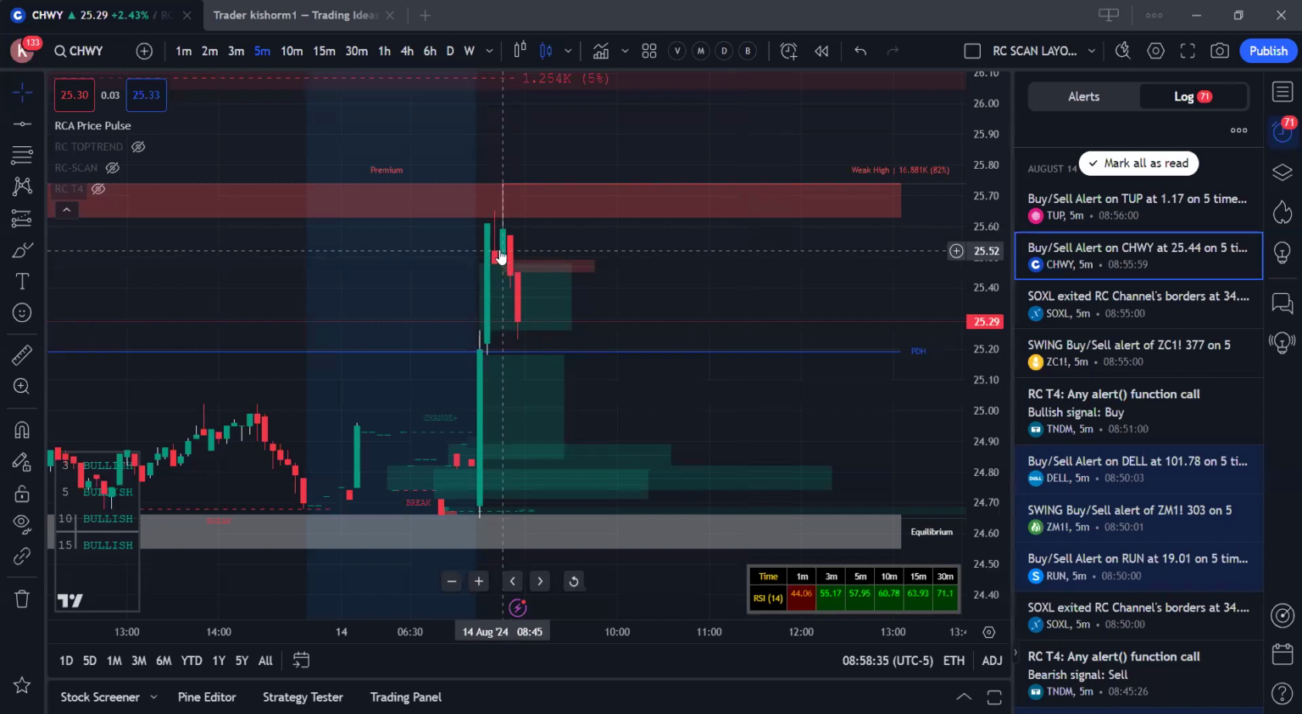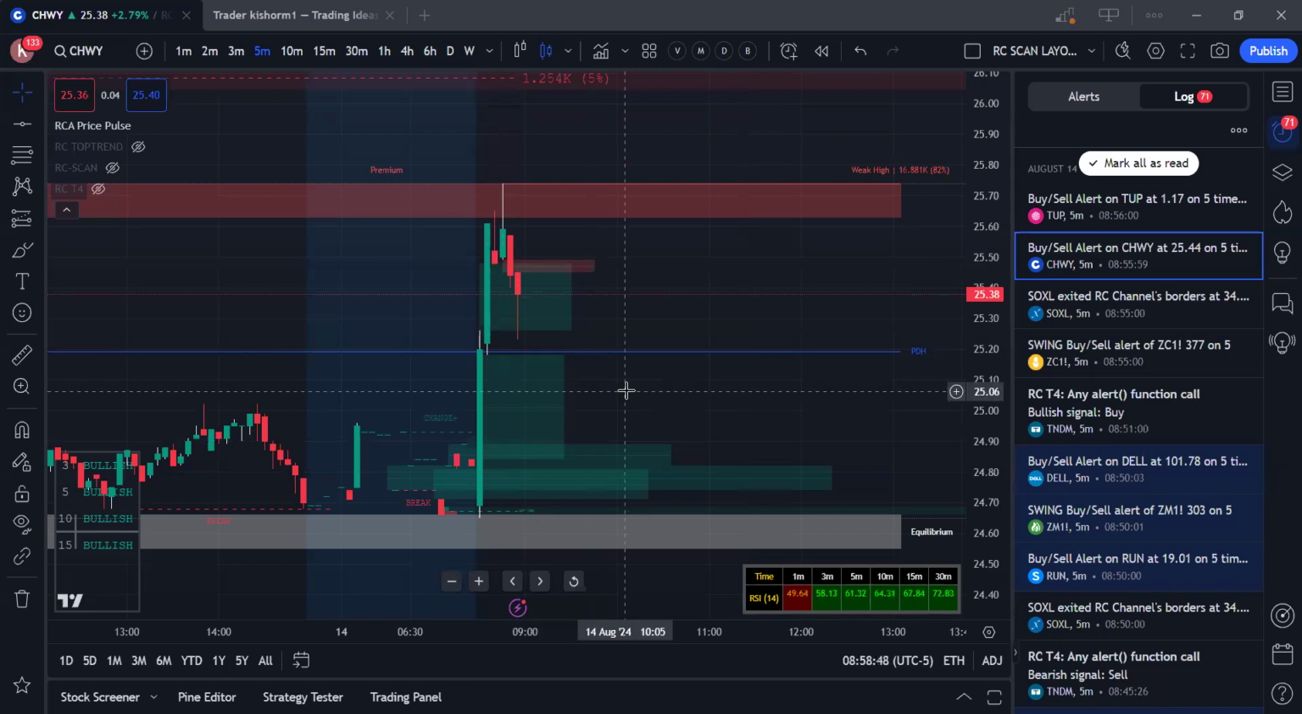Like there might be a pullback, it may touch the previous day's level, or it may touch the point and then start bouncing up. Whenever you get the buy signal, that is a good opportunity rather than the sell signal.